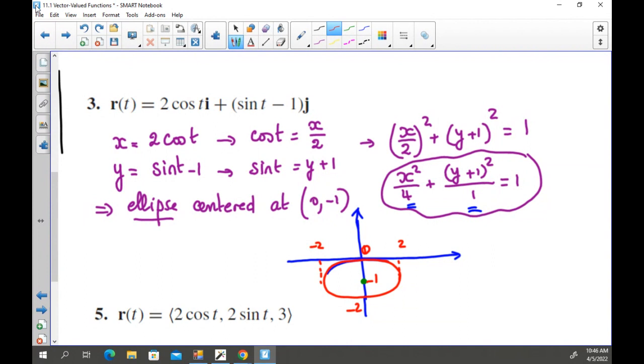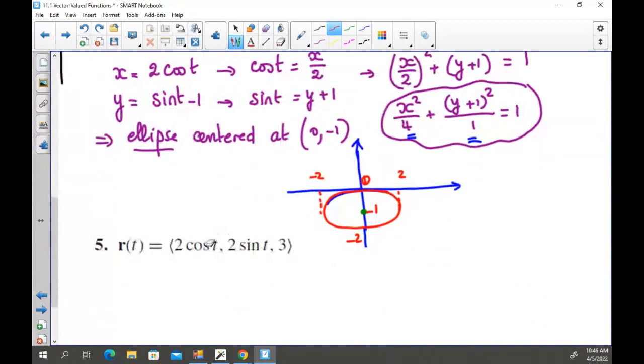Okay, so 5 is going to be similar. I think it's a cylinder. This is going to be a cylinder because you can see x and y. x squared plus y squared is 4, and z is 3. So it's basically, no, it's a circle right at z equal to 3.